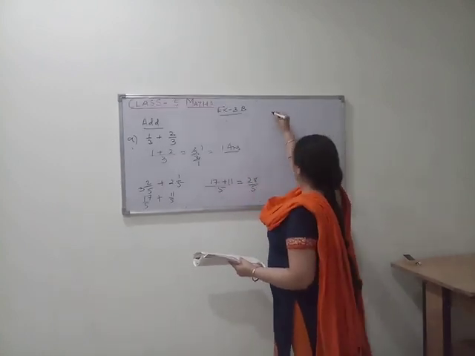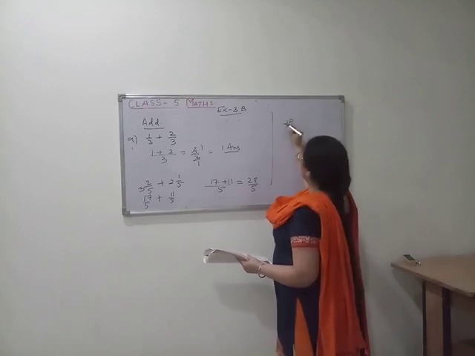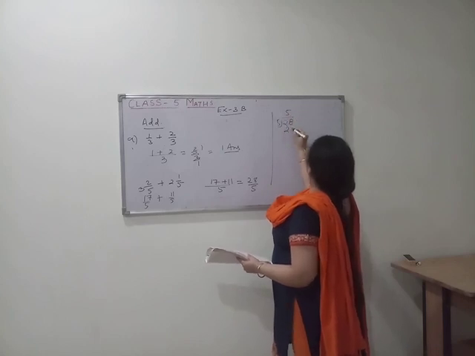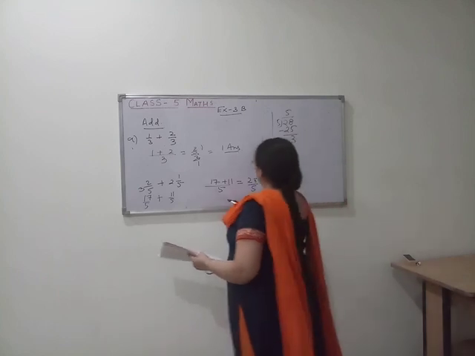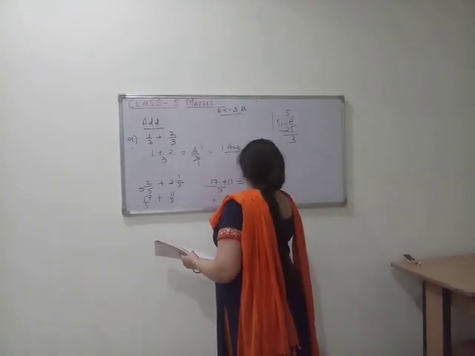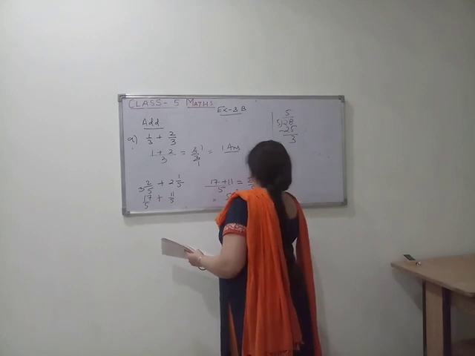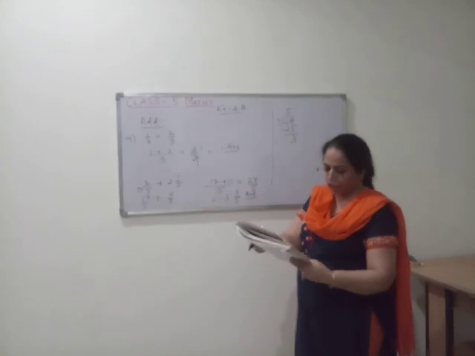Now we can make it into a mixed number. 28 will be divided by 5. 5 fives are 25, and we will get 3 as the remainder. And your answer will be 5 whole 3 upon 5. And this will be your answer. Like this we will do the addition of it.